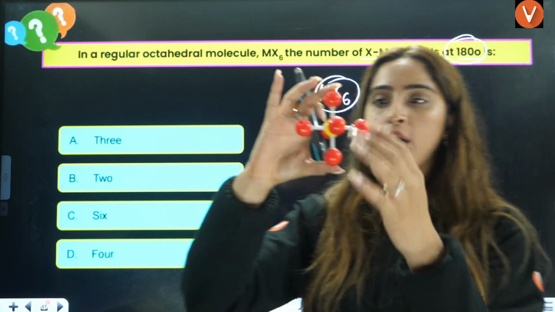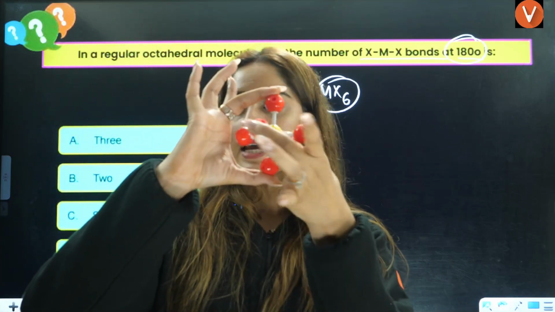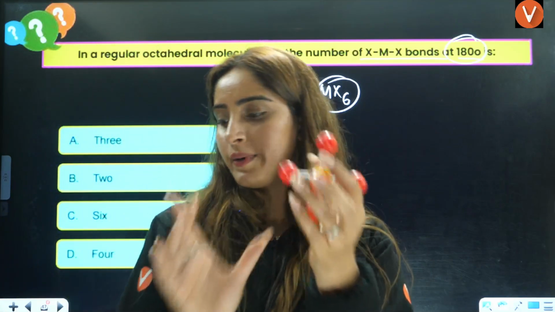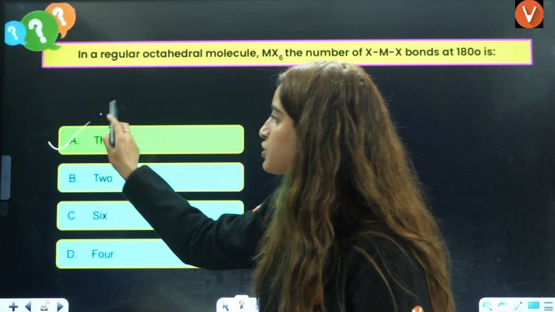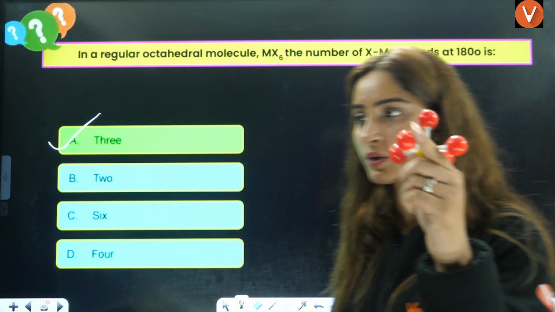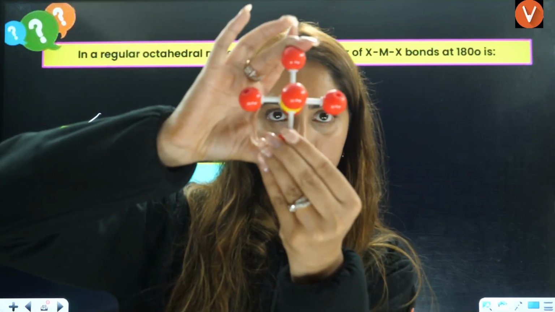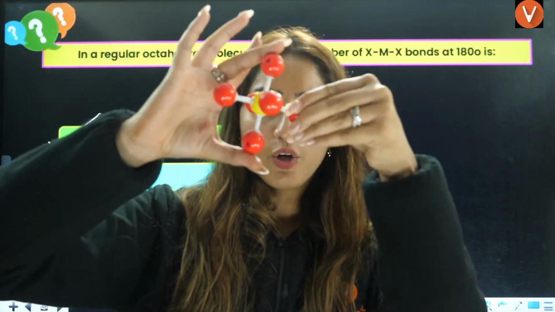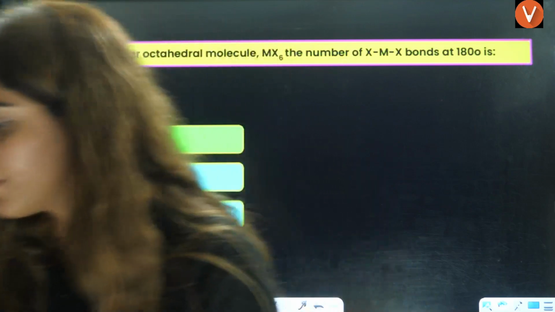At 180 degree you have 3. This is the first pair, this is the second pair, and this is the third pair, right? So that is 3 angles of 180 degree you have here. Got it? Understood, how I am saying? One between these two, second, this is the third one. Okay.